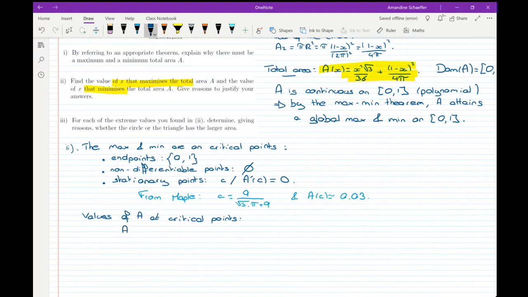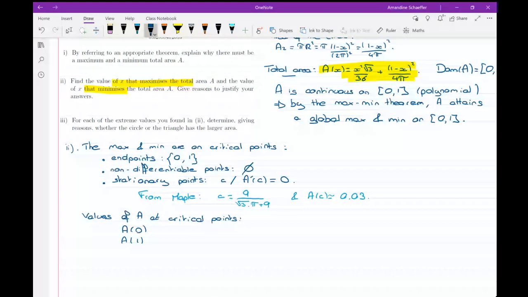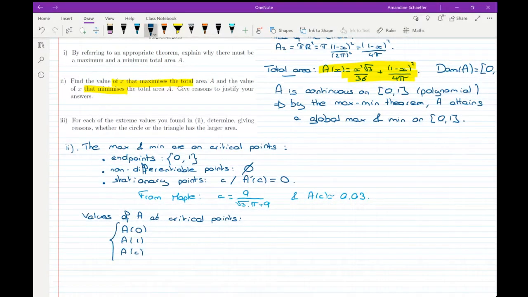Okay, so we need a of 0, a of 1, because these two were endpoints, and then a of c. A of c, we already have it from Maple. It's approximately 0.03. A of 0, let's have a look at a, which is up here. A of 0 is going to give us 0 plus 1 minus 0, so 1 on 1 squared on 4 pi. And here you need to take your calculator, and you find 0.08.